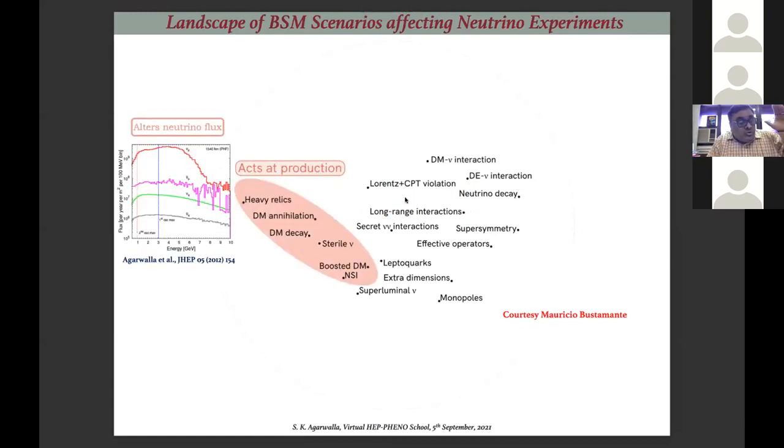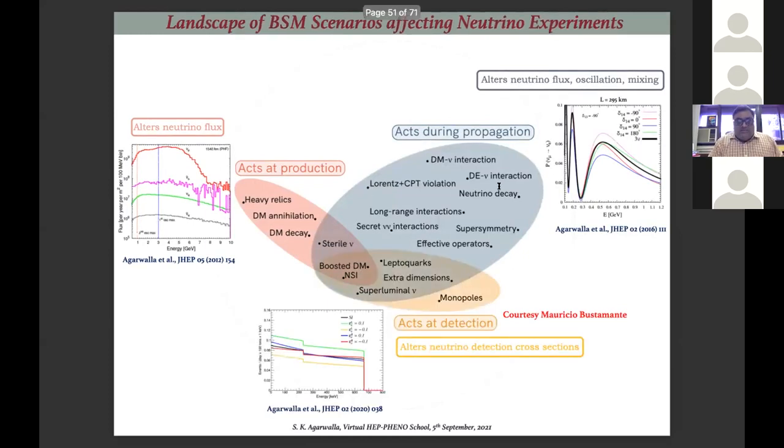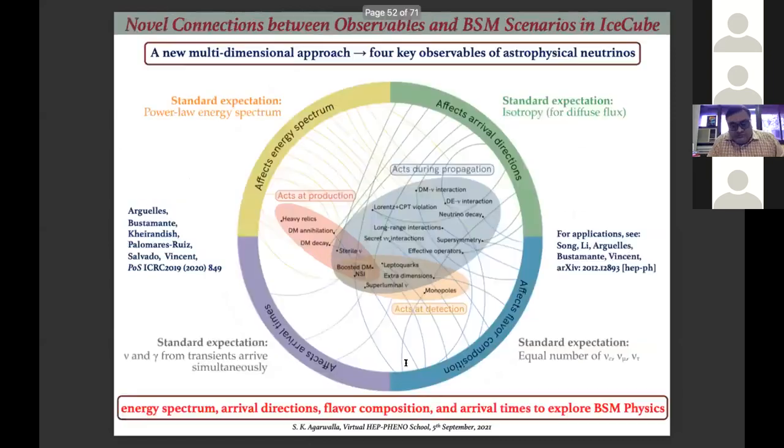And when you do a neutrino experiment, these new physics models can affect your neutrinos at production. They can affect your neutrino propagation. And they can affect your neutrino detection, that means the detection cross-section. And with high energy astrophysical neutrinos, by measuring the energy spectra, by looking at the arrival direction, by measuring the flavor composition, and by measuring the arrival time, you can really disentangle which new physics is there in nature.